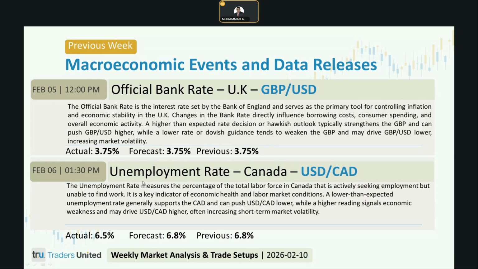The next macroeconomic event is the unemployment rate in Canada, and we're going to discuss the USD CAD currency pair. Now, what is the unemployment rate in Canada?